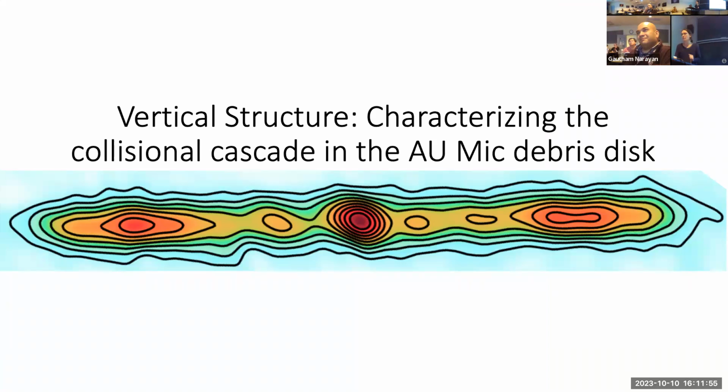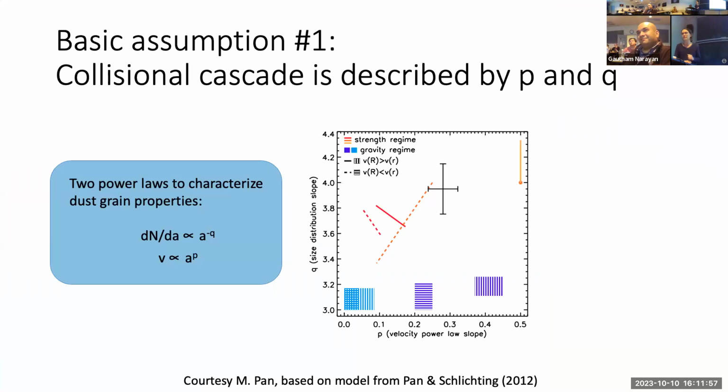So first, a little bit of background. There are 2 basic assumptions that go into these measurements that I'm about to describe. One is that the collisional cascade is described by 2 power laws. The first power law is the number of grains as a function of their size. So basically, how many large grains do you have versus how many small grains do you have? That power law index is Q, with grain size a to the minus Q. So do you have a lot of large grains, or relatively few large grains compared to small grains?